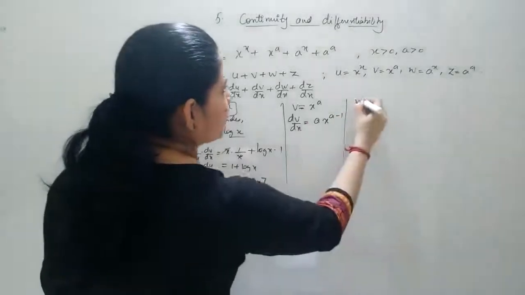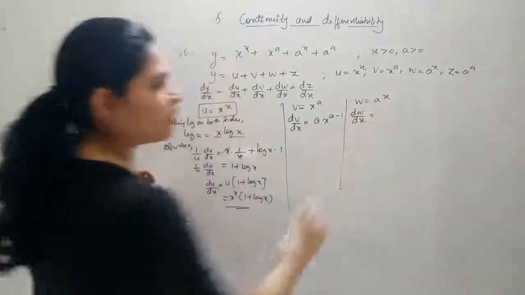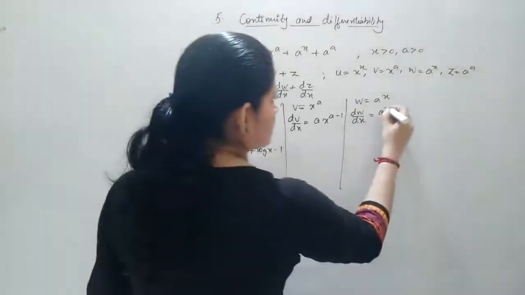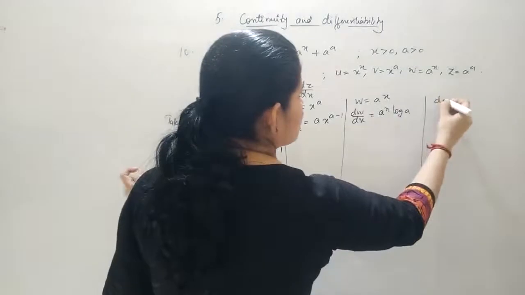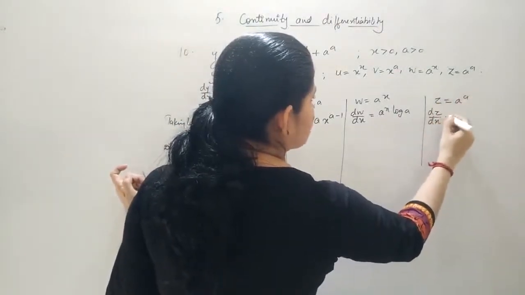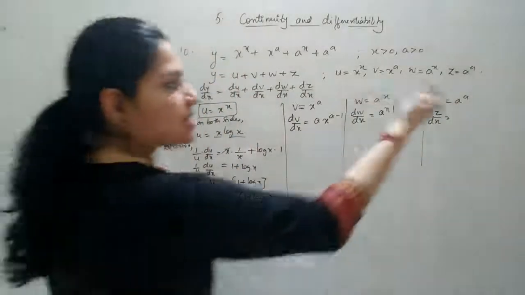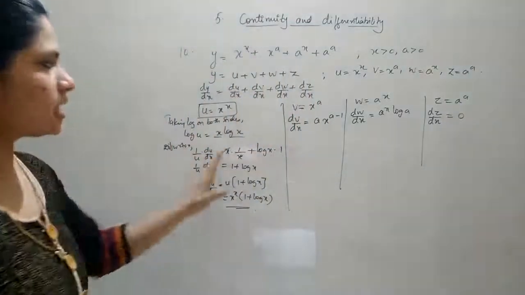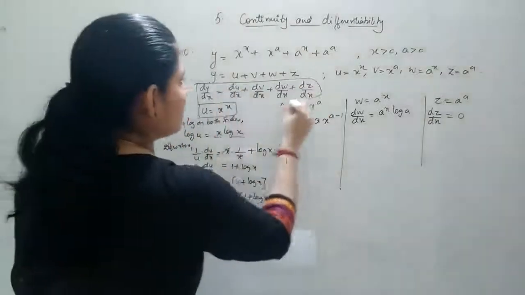Next you have w as a raised to x. And again, the derivative of a raised to x we have already studied, which is a raised to x into log a. So you get a raised to x into log a. And for the last one, which is z is equal to a raised to a, you have dz by dx. See, you don't have anything as x in the right hand side. That means it is acting as a constant. So the derivative of the constant will be 0. So these are the 4 things which you need to add here in order to find out dy by dx.